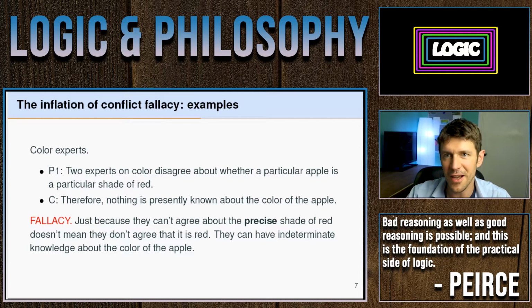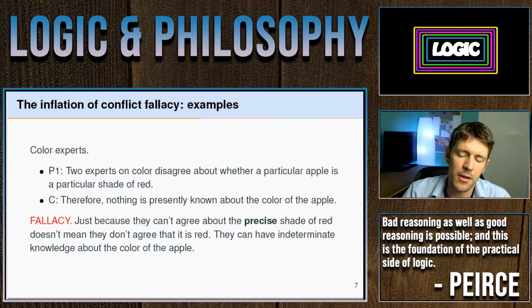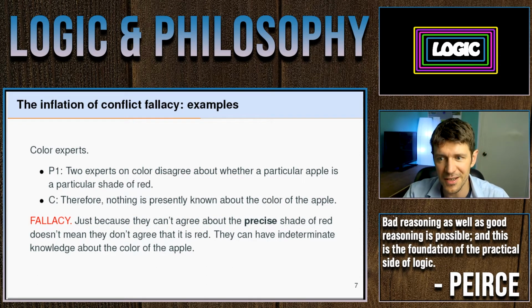This one involves color experts. Let's say there is an individual who's an expert on color, and we have another individual who's an expert on color. And they disagree about whether a particular apple is a particular precise shade of red. And so we might point to this disagreement and say, well, since they just can't agree upon the precise shade of red, that means nothing can be known about the color of the apple. Well, again, this is fallacious.